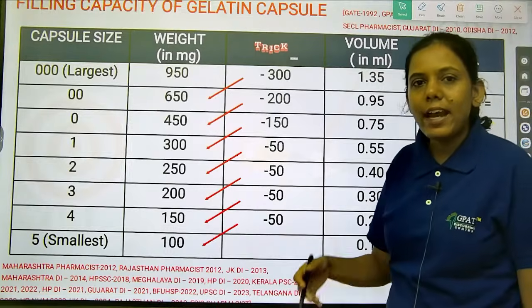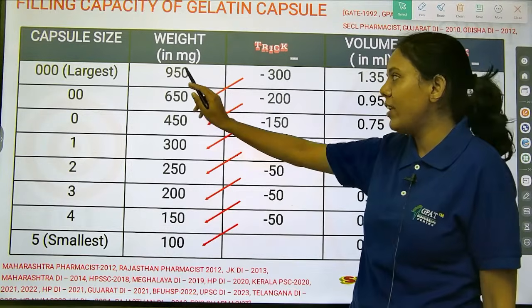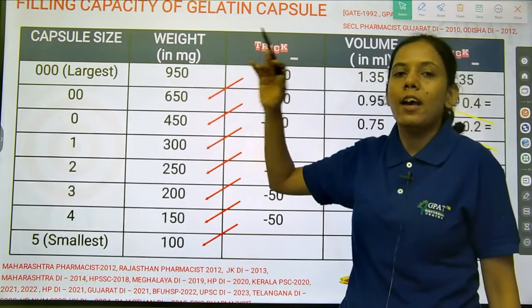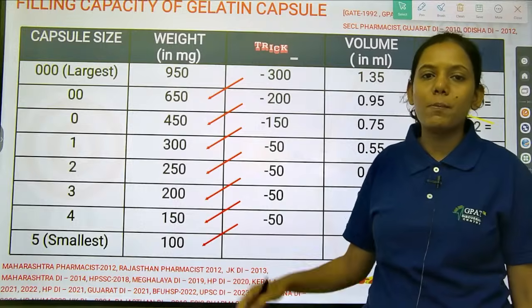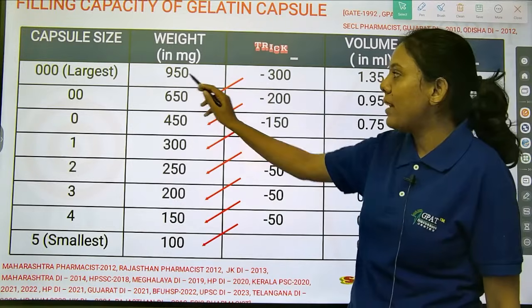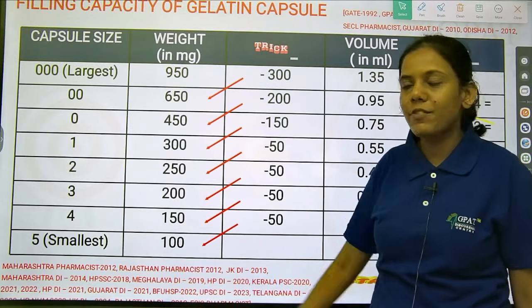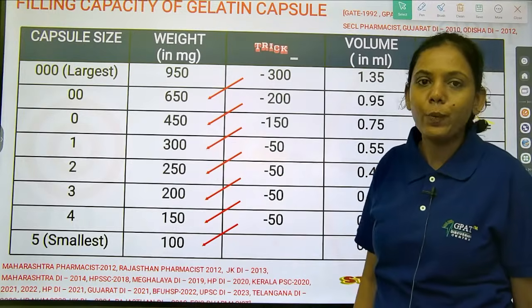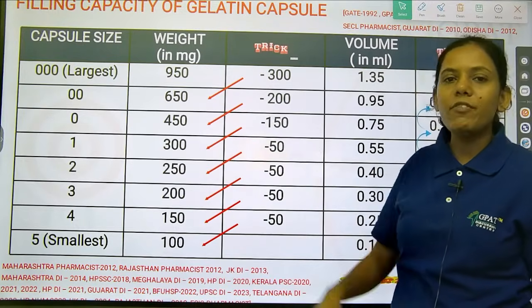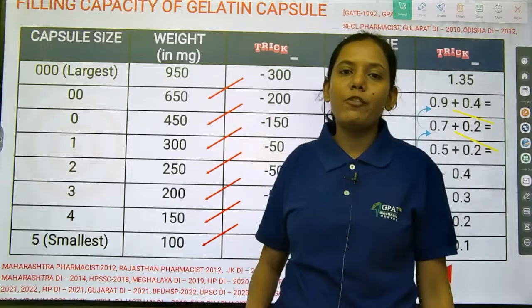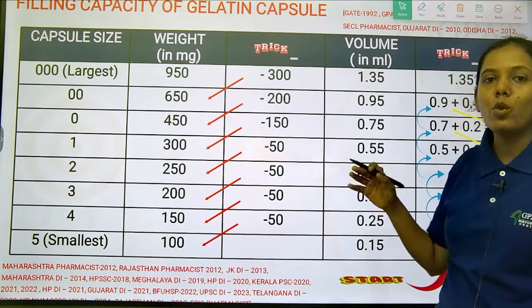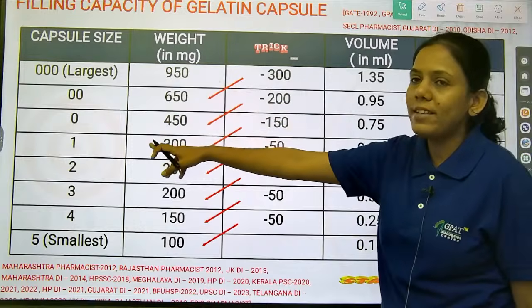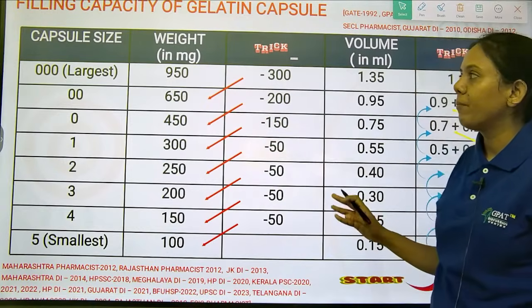And the trick is that we have seen so many times in the class. Even if you remember 950, that's it. So just subtract 300, 200, 150 and afterwards you have to subtract 50, 50. So for example, 950 minus 300 you will get 650. 650 minus 200 you will get 450. Minus 150, 300. After that you have to subtract 50, 50. So you will get the weight in mg, so that to remember what is the capsule size and weight.